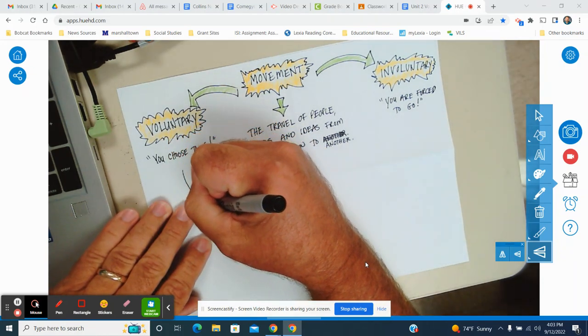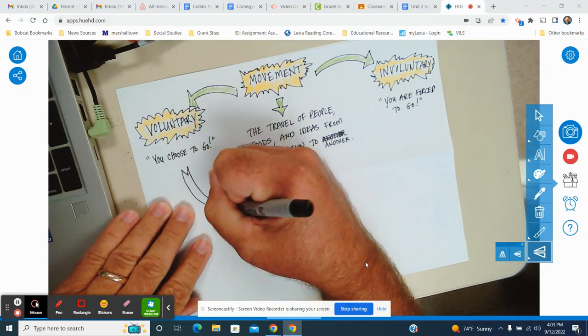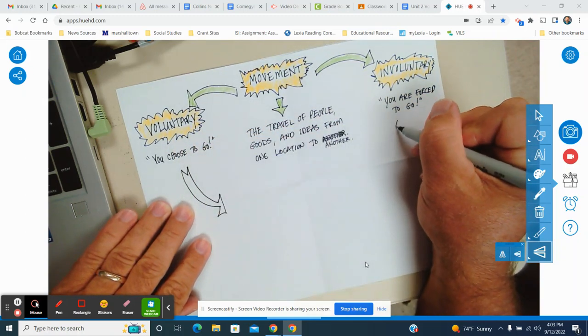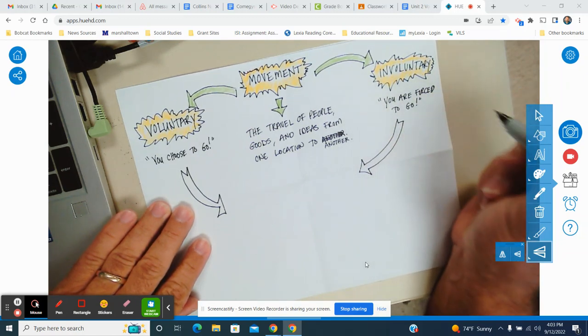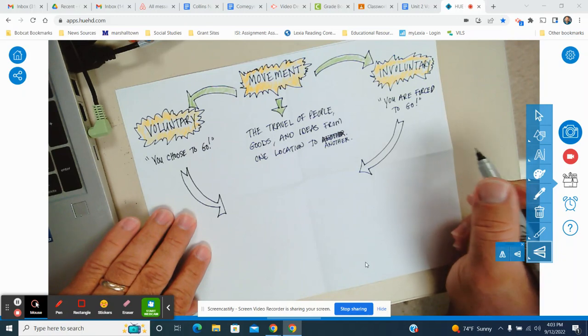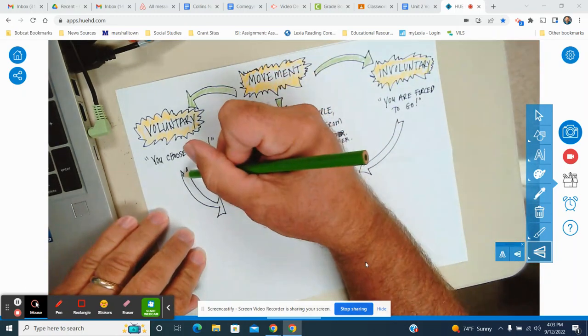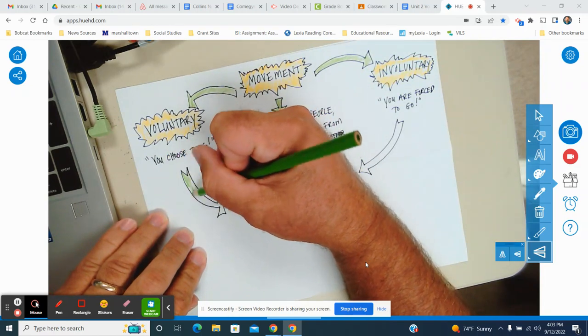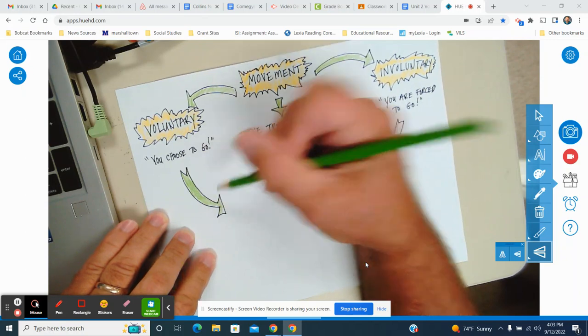Okay, so here's the bigger question. What drives voluntary, and that's a terrible looking arrow, by the way. What drives voluntary versus involuntary? And the term is probably really simple. You've probably heard it before, but we're going to talk about push and we're going to talk about pull.